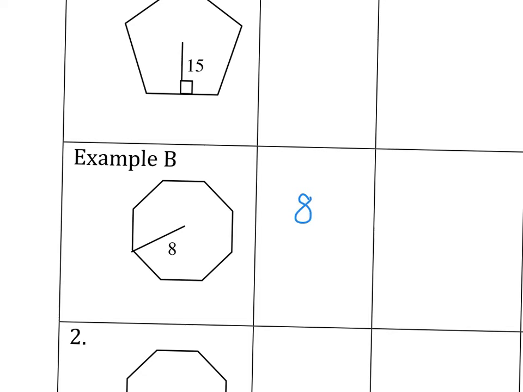So now let's take a gander at this octagon. We know that an octagon has 8 sides, like a stop sign. And we also know that if we take 360 degrees and divide by 8, then I will get that central angle right here. So that will be a 45-degree angle there.